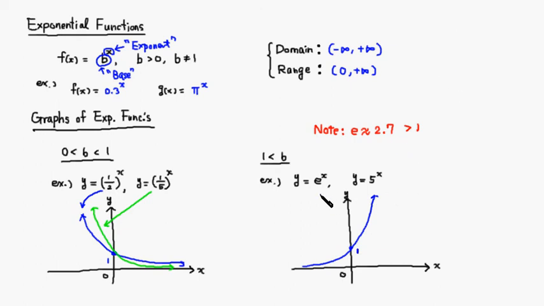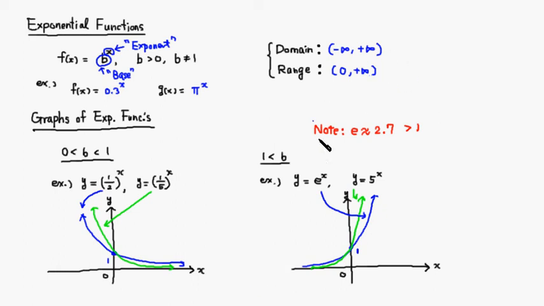And the difference between e to the x, which is about 2.7 to the x, and 5 to the x: 5 is an even bigger base, so it's going to increase faster, which means it's going to be a steeper graph. We graph it more like this. So this is 5 to the x, and this slower growing function is e to the x.